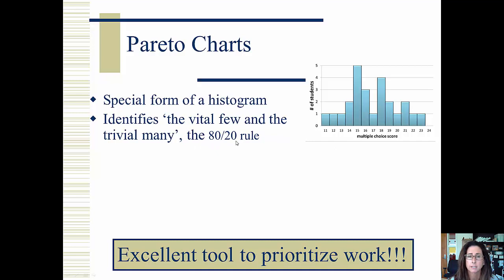It doesn't have to be exactly that. It could be 70-30, it could be 85-15, but where we get the fewest types of categories causing the most types of issues, and you'll see that on the next slide.